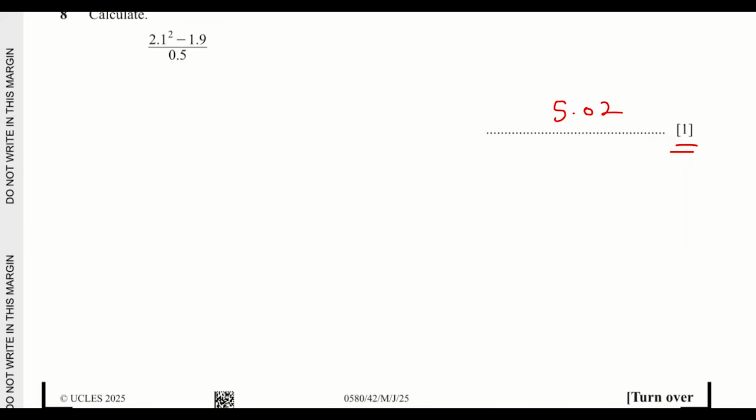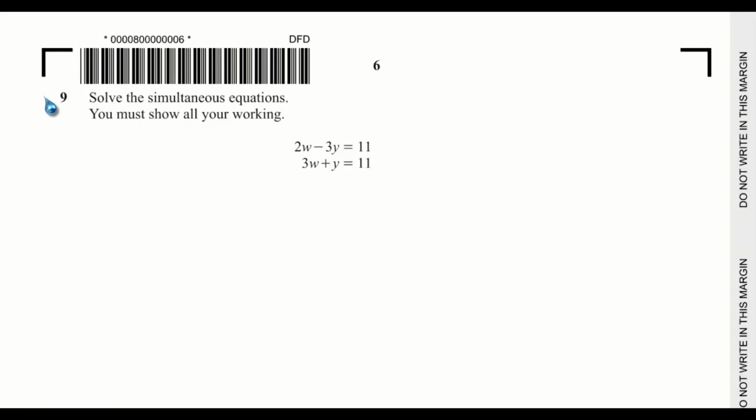Let's go to the next question. That will be question 9. Solve the simultaneous equations. You must show all your working. Here you can take this to be equation 1 and this to be equation 2. Using the elimination method, we have to balance either w or y. Let's balance w, that is, we want the value of w in the two equations to be the same.